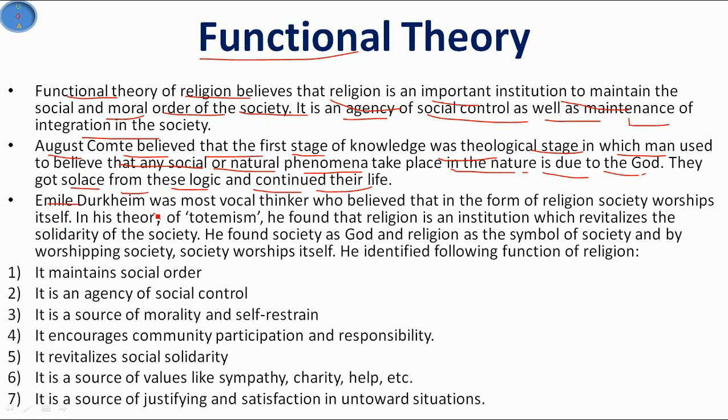Emile Durkheim was the most vocal thinker who believed that in the form of religion society worships itself. In his theory of totemism, he found that religion is an institution which revitalizes the solidarity of the society. He found society as God and religion as the symbol of society, and by worshipping God, society worships itself.